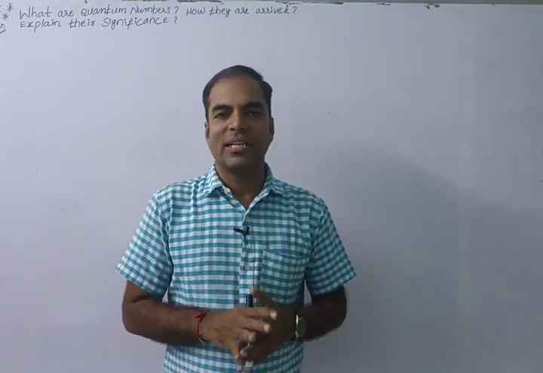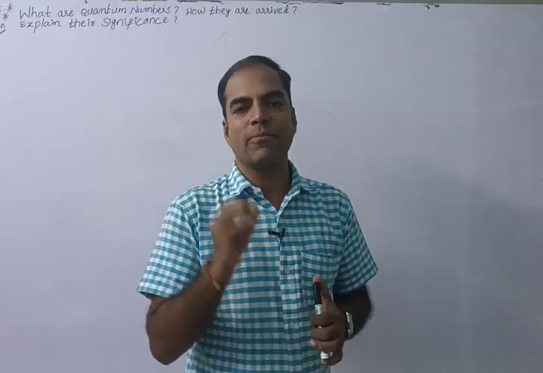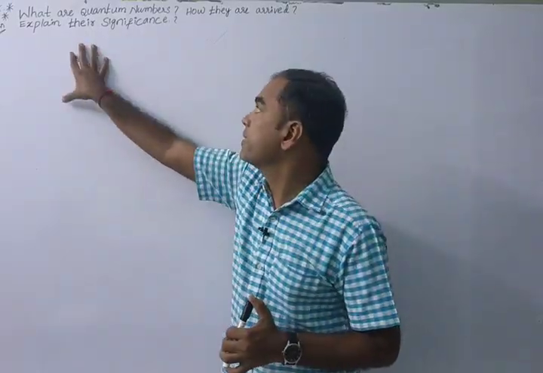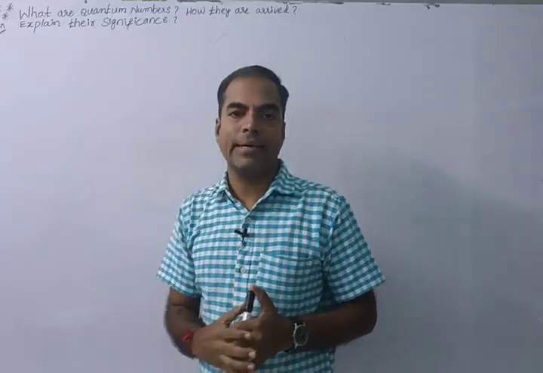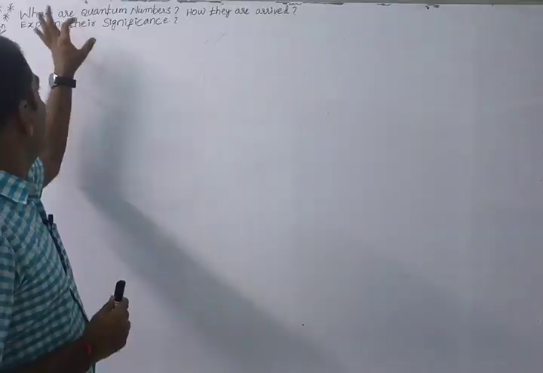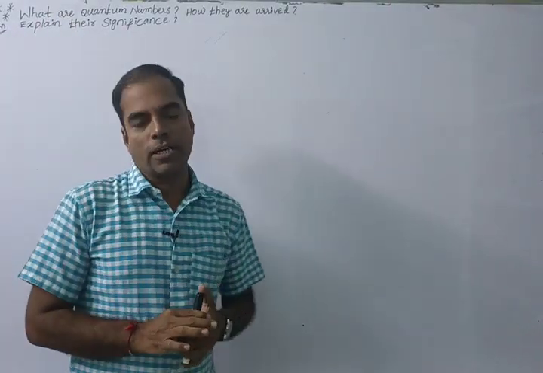Hello, my dear students. Now we are going to discuss the most important question from atomic structure, that is, what are quantum numbers, how they are arrived, and explain their significance. Okay, what are quantum numbers? How can we define the quantum numbers?